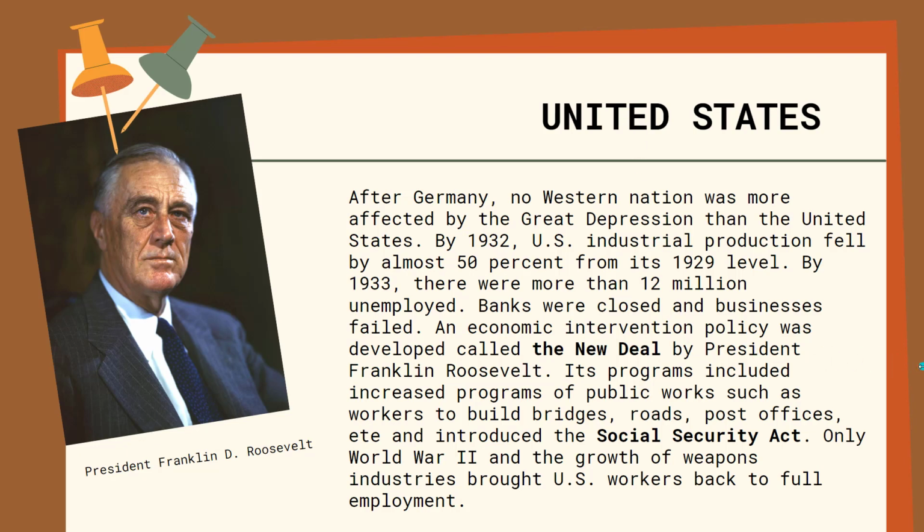In the United States, as I mentioned, Germany was one of those that was hit the hardest, but no other Western nation was hit harder than the United States. As you see here, there were more than 12 million people unemployed. Banks were closed, businesses failed, people started to move out west to find homes to live in, because in the urban cities, there was no place to live and people were homeless and living on the streets.